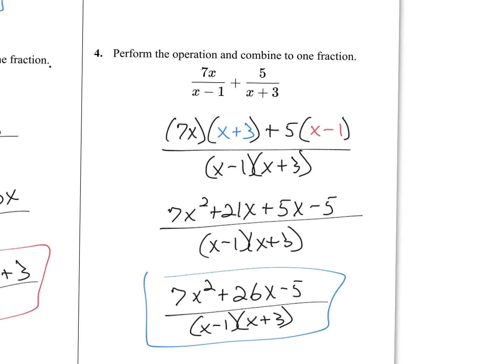Now we just have to, again, combine our like terms here, 21x and 5x. That's where we get 26x. Then we have our 7x squared minus 5 all over the x minus 1 times x plus 3.